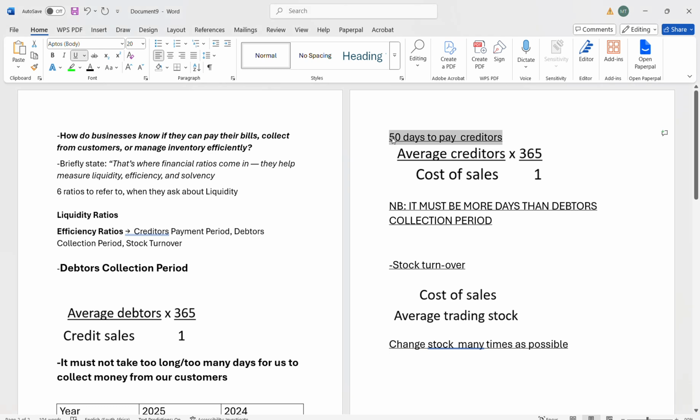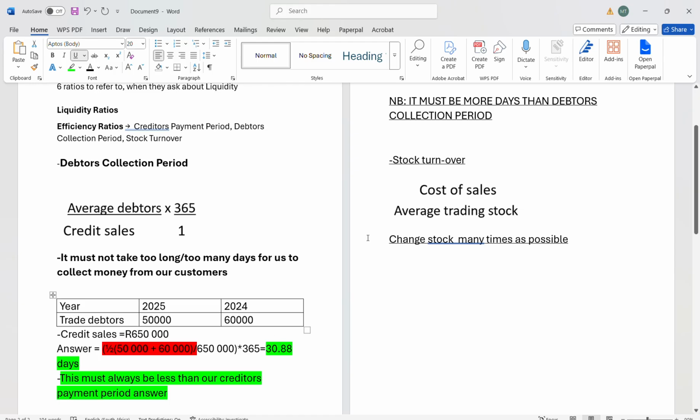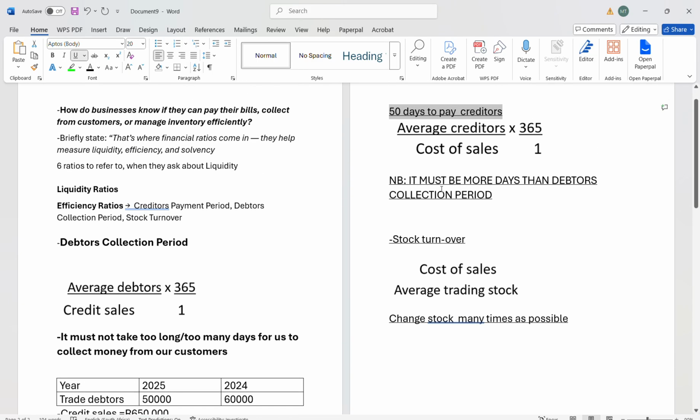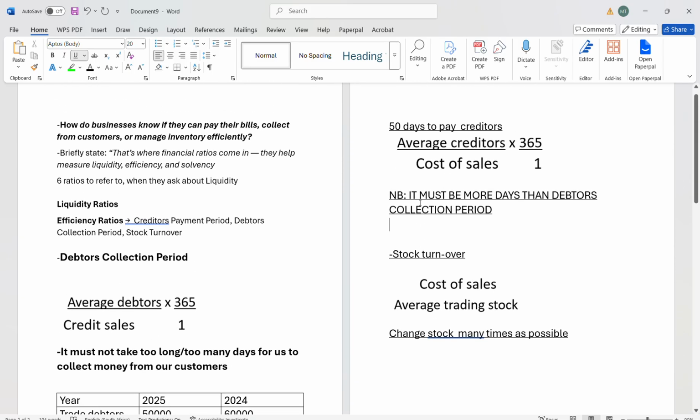Let's say we have 50 days to pay our creditors, but then here we have 30 days. So it's a good thing, the business is liquid, because I said it must be more days than the debtors collection period, so that we can use our money from debtors to pay our creditors, which shows that the business is liquid. This is how you would compare the debtors collection period with the creditors payment period.